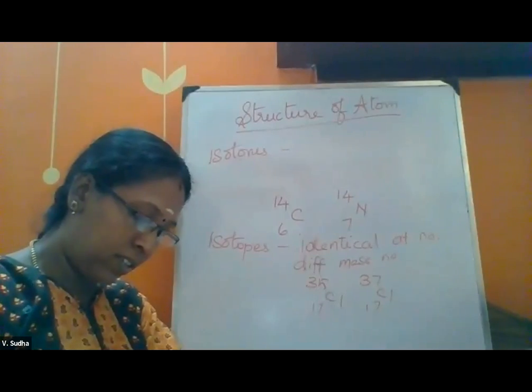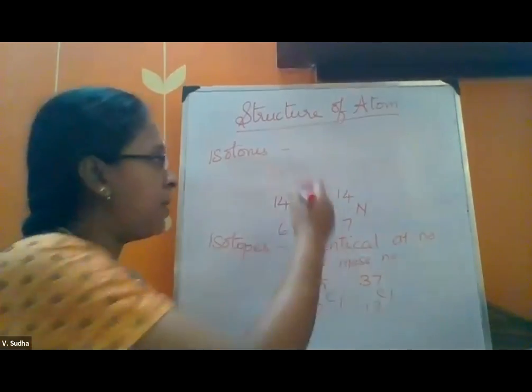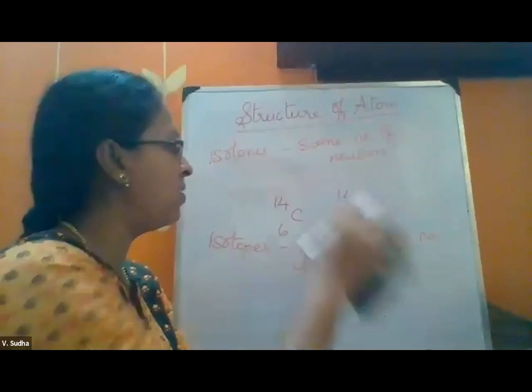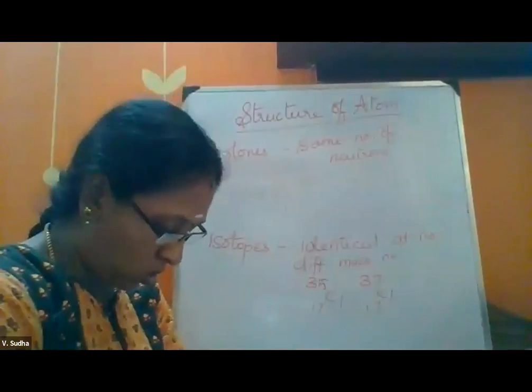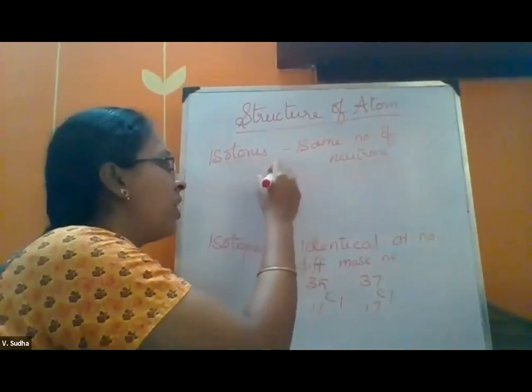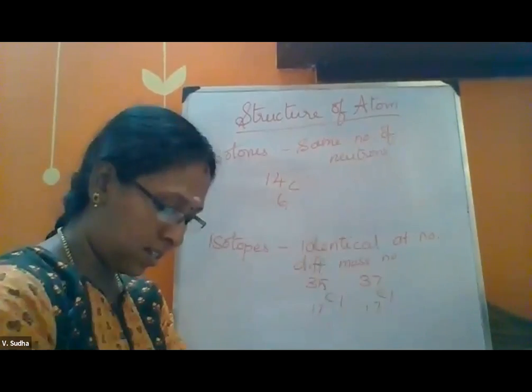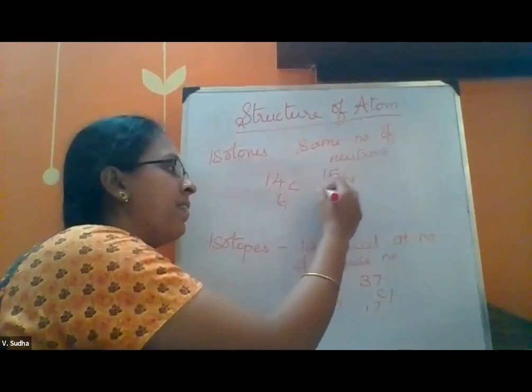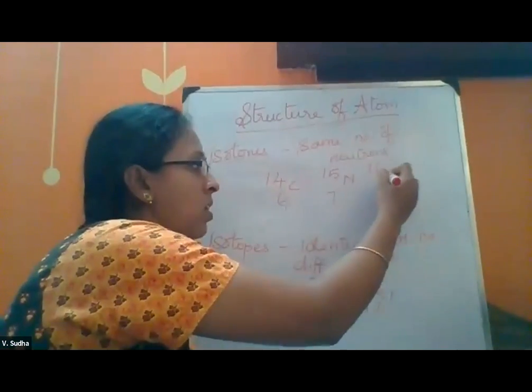The next one is isotones. Isotones means same number of neutrons. Different elements but the same number of neutrons: carbon-14 (6), nitrogen-15 (7), oxygen-16 (8).